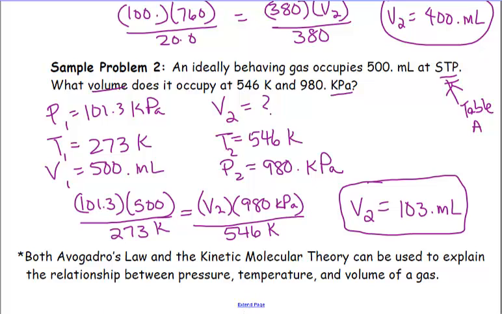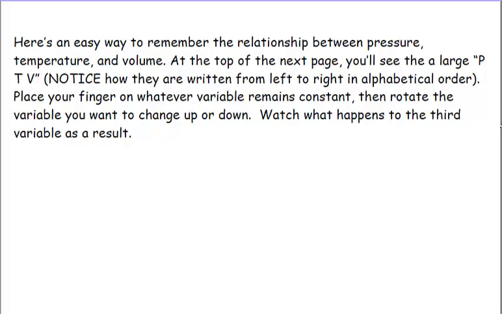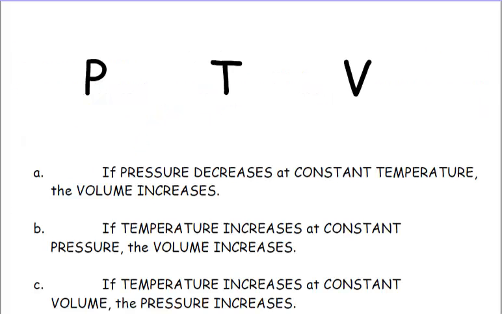All right, so here's an easy way to remember the relationship, and it's really fun actually. At the top of your next page, you'll see a large P, T, and V, and they have to be written from left to right in alphabetical order for this to work. So what you're going to do is place your finger on whatever variable remains constant, and then you're going to move the paper for whichever one you want to decrease or increase.